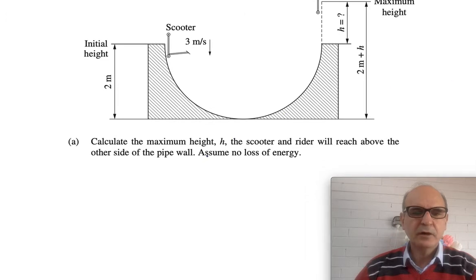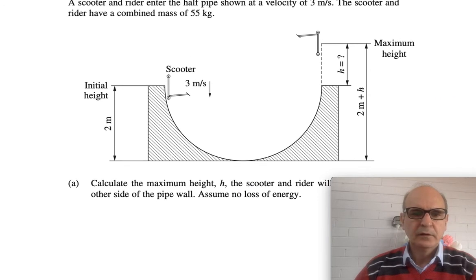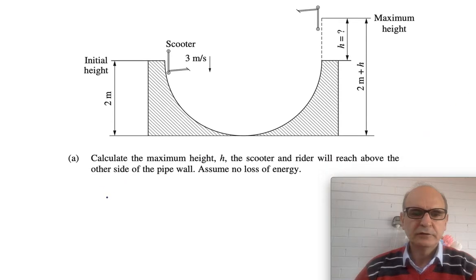Calculate the maximum height h the scooter and rider will reach above the other side of the pipe wall. Assume no loss of energy. So in this video, we are only doing part A.